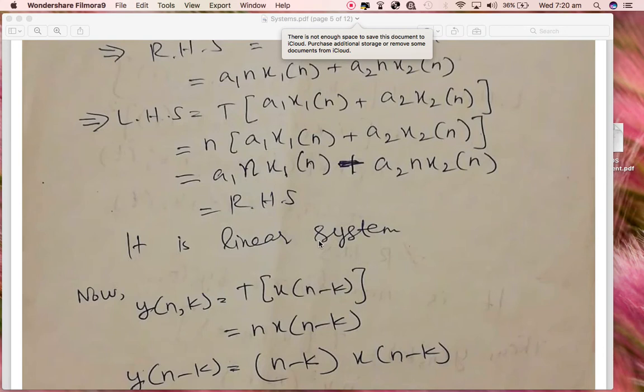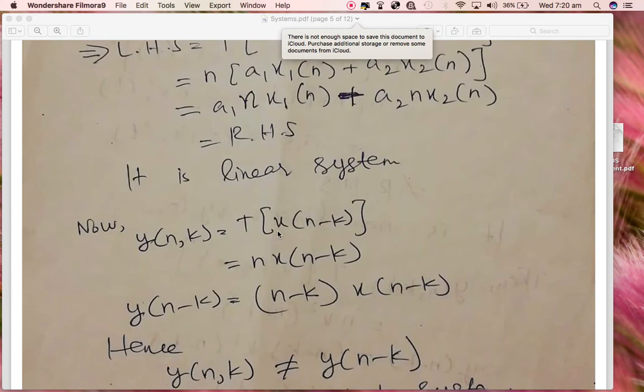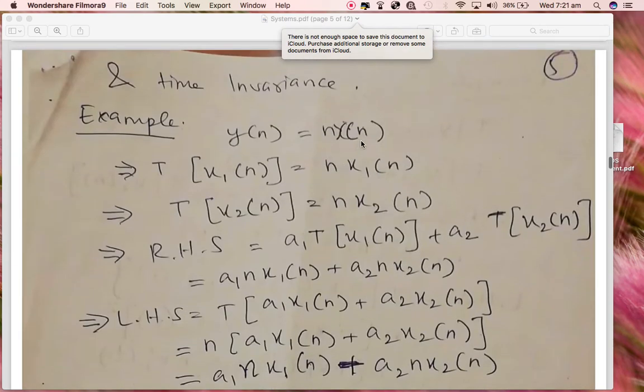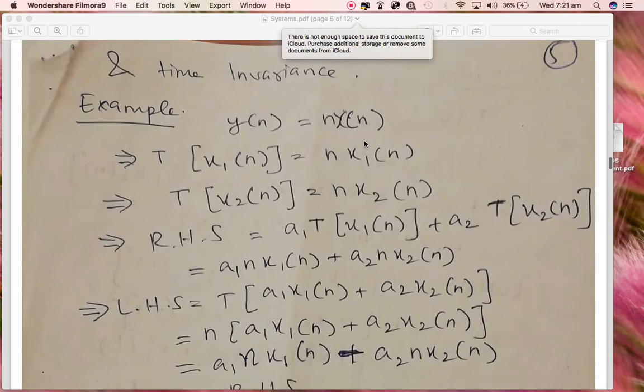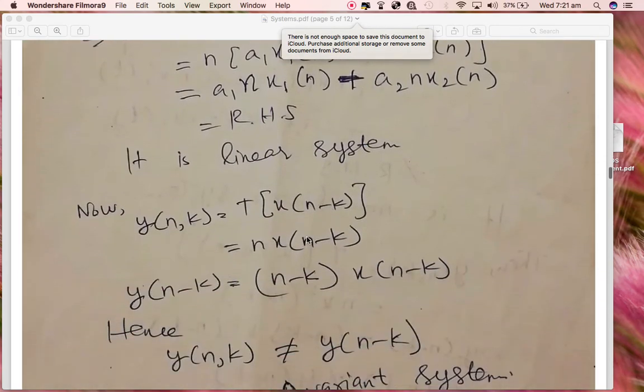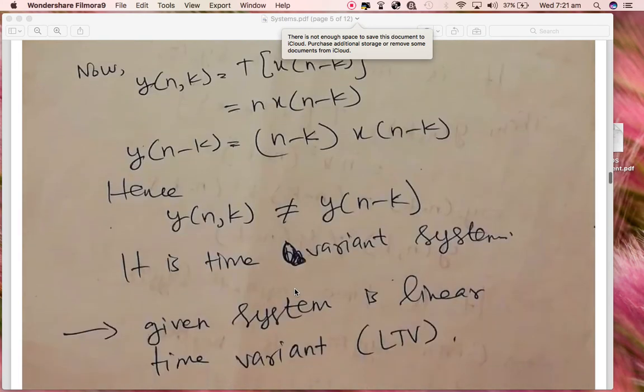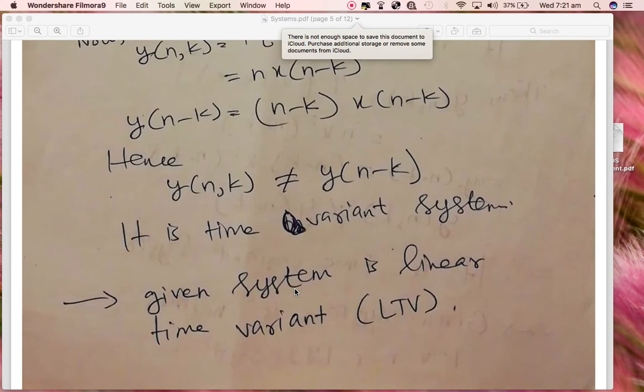Now we have to check the time invariant condition. For the time invariant condition, we first have to calculate y(n,k). When we take this equation and replace the time values within the brackets, n is replaced by n minus k, and we get this kind of answer. And when we get y(n minus k), the whole values of n are replaced by n minus k. So the left hand side is not equal to the right hand side, so the system is time variant, and we can say that the system is a linear time variant kind of system.